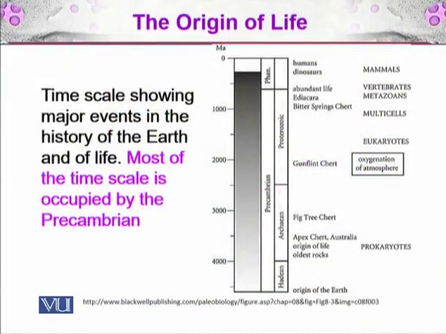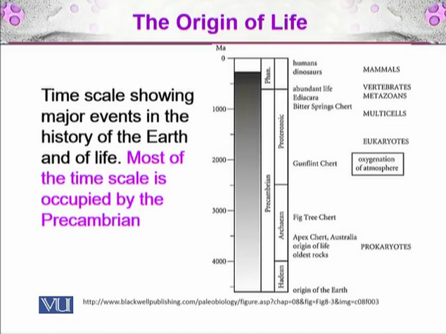giga-annum. So here, this is the diagram which is showing the time scale of major events in the history of Earth and life. Most of the time scale is occupied by the Precambrian period. If you see, more than 1,000 mega-annum, first of all, the earliest eon is the Hadean, which is the earliest form. It is spanning from the origin of the Earth.